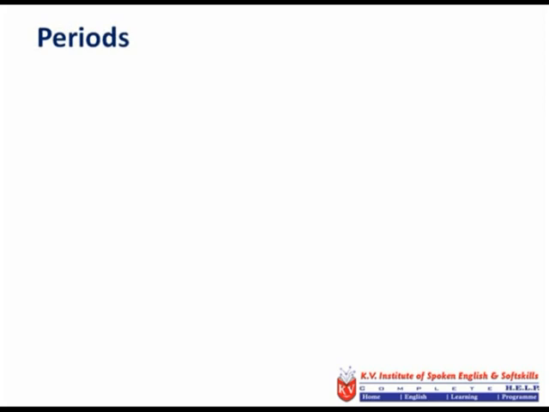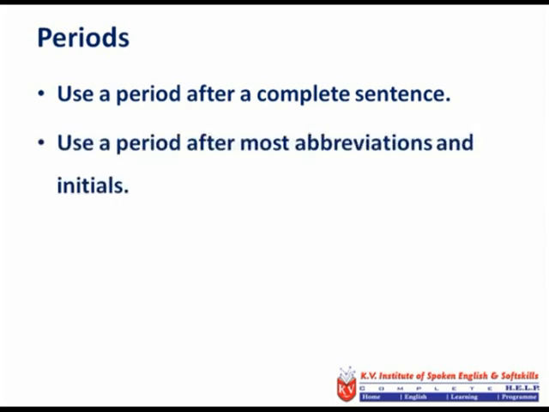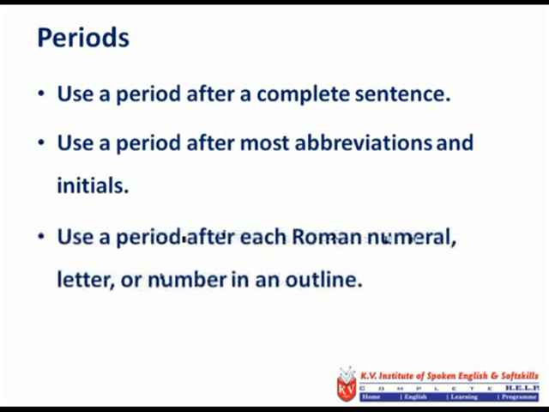Periods. Use a period after a complete sentence. A period is a full stop. You need to also use a period after most abbreviations and initials. There might be instances wherein an abbreviation comes at the end of a sentence. However, there is no need for you to add another period after that, such as Dr., Miss, Junior, Mr., Mrs.